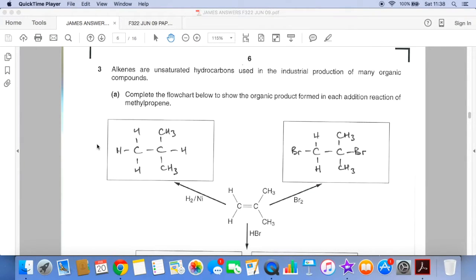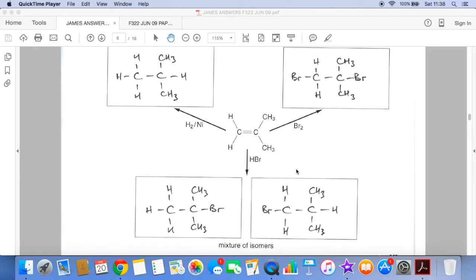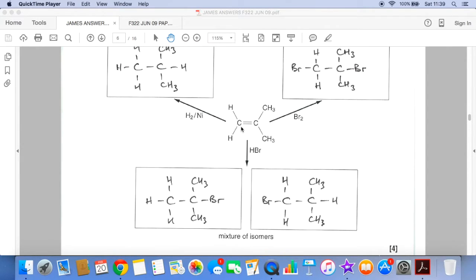So the products of the reactions, just remember when alkenes react, the carbon-carbon double bond breaks and the molecule that's adding adds across the bond. So essentially you put one part on this carbon and one part on the other carbon. So there's the product for hydrogen and nickel reacting with this alkene. There's your product for bromine, and when it's HBr, the H can add there and the Br can add there, which gives you this one, or you can do it the other way around, Br here, H here, so you get this one.